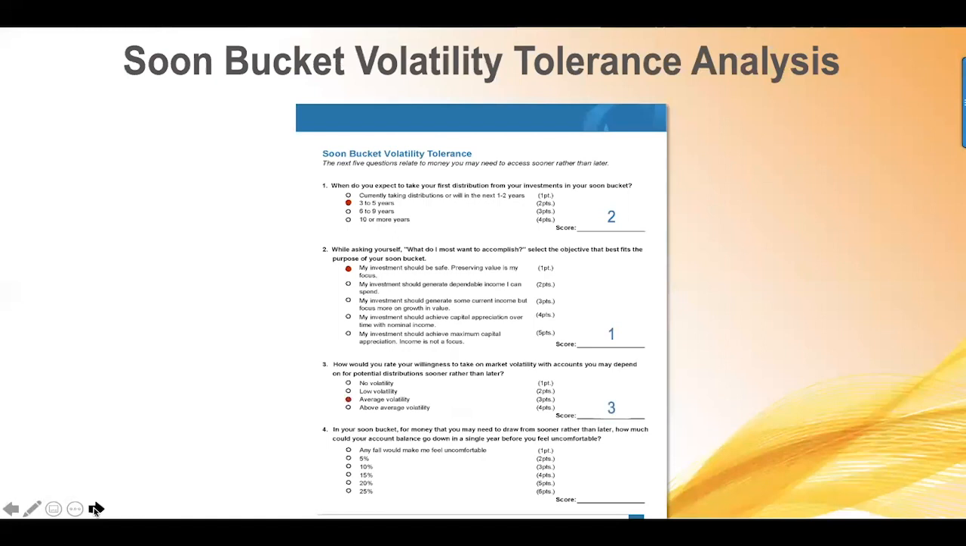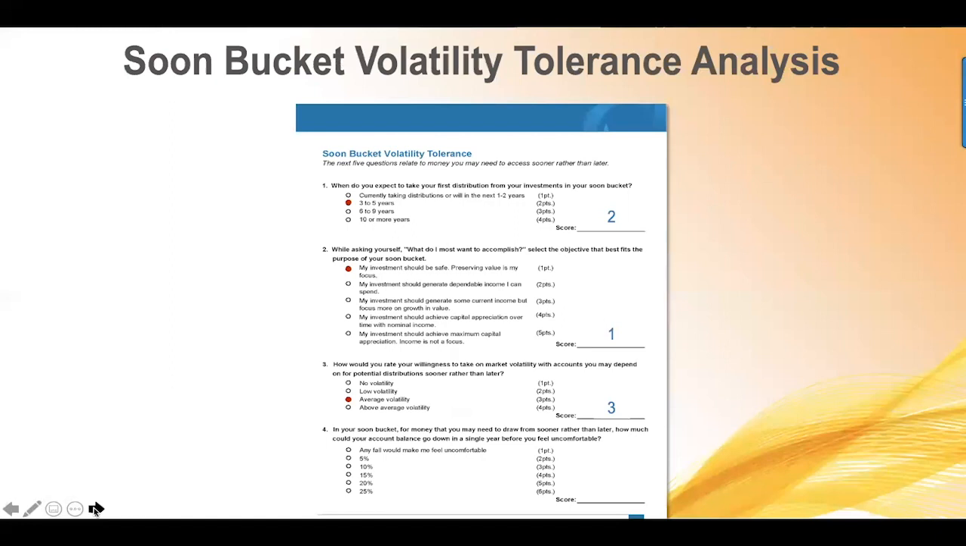I think, you know, probably average volatility here. Right. Yeah, I think that probably makes sense. All right. And then number 4 in your soon bucket, for money that you may need to draw from sooner rather than later, how much could your account balance go down in a single year before you feel uncomfortable? So any fall, or then 5, 10, 15, 20, 25%. What amount would make you feel uncomfortable in the soon bucket if it were to go down that amount?